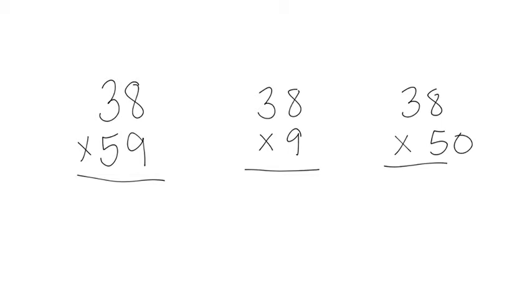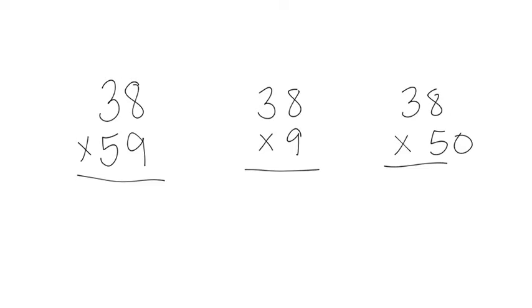Now it's your turn to try. I want you to multiply 38 times 59. I've decomposed 59 so I can multiply 38 times 9 and 38 times 50. Go ahead and try solving 38 times 9. Pause and see if you're right. Come back when you're ready.